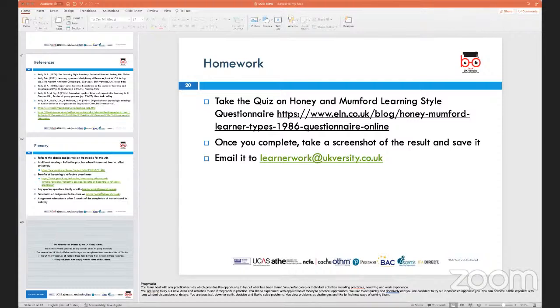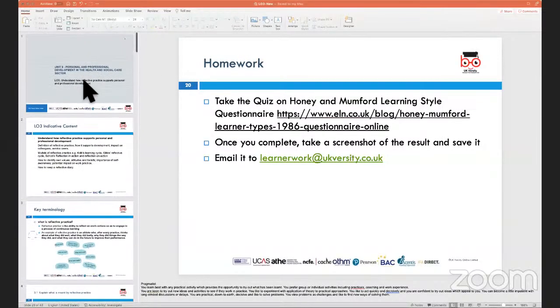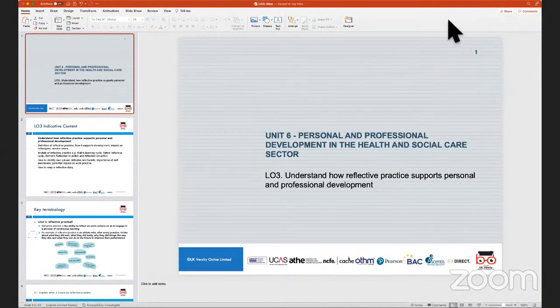Some part of this is more to do with your own reading that you will need to do. That would be primarily because you have to look at the process of reflection, process of self-practice, and then go about getting into and reading some of the articles that I've uploaded on Moodle, which will give you more details about how reflective practice helps in the development of personal and professional skills, specifically within the health and social care sector.